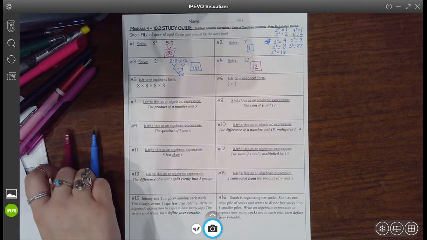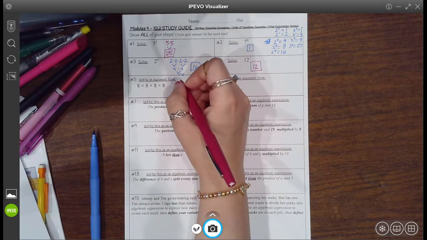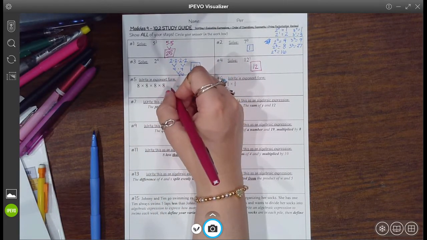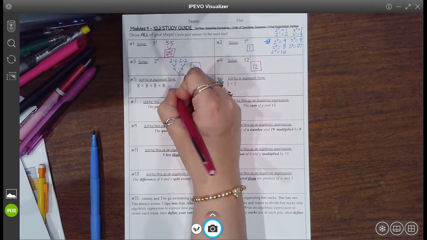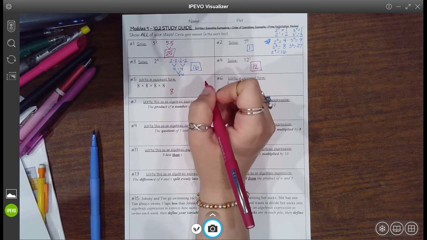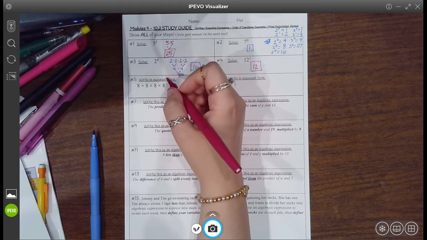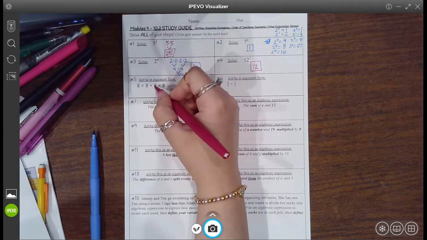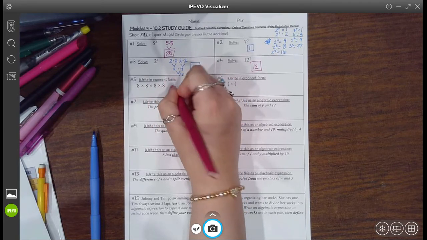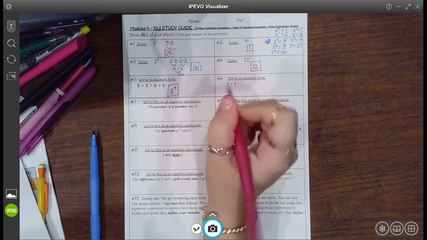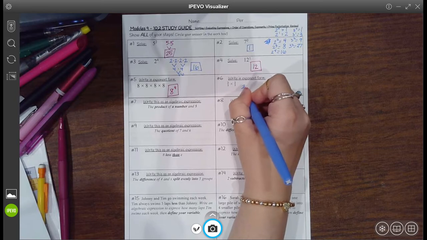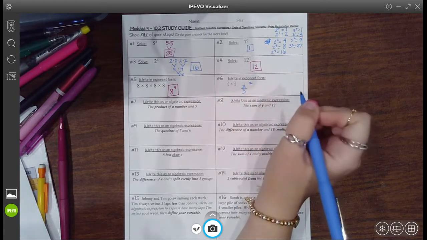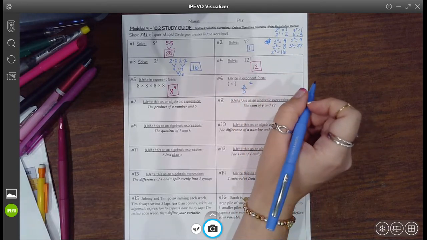The next one says write in exponential form. Okay. So that means that you're going to write your base and represent it using an exponent to represent how many 8s you see. 1, 2, 3, 4 8s. So it's 8 to the 4th power. This one is 2/3. And there's 2 of them, right? So 2/3 to the 2nd power.